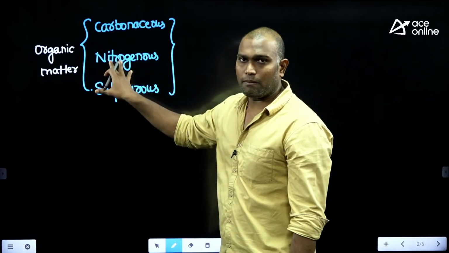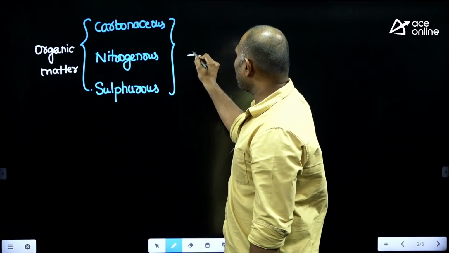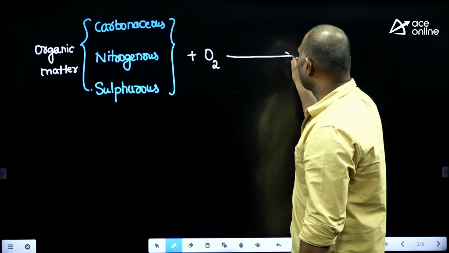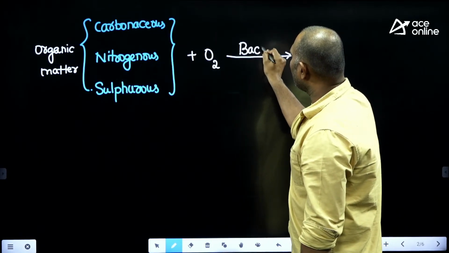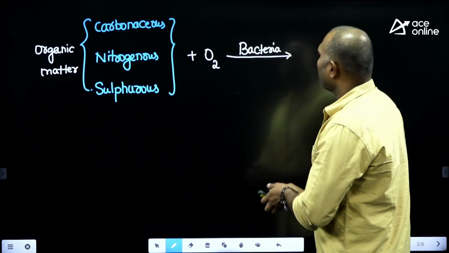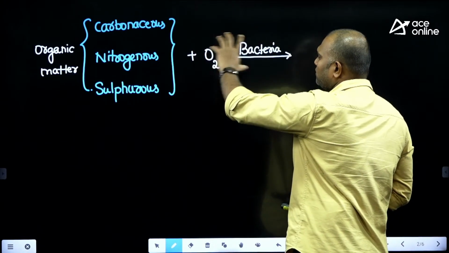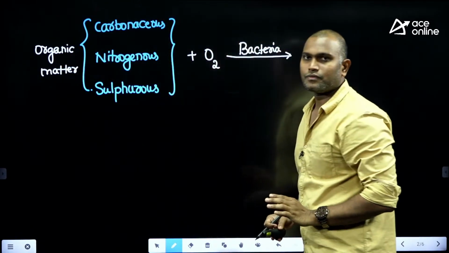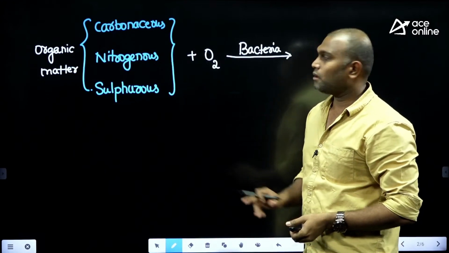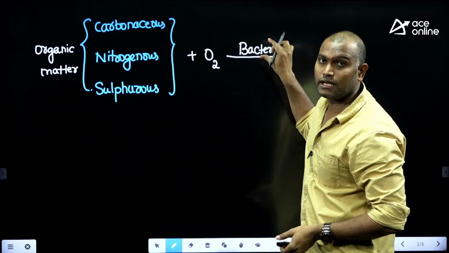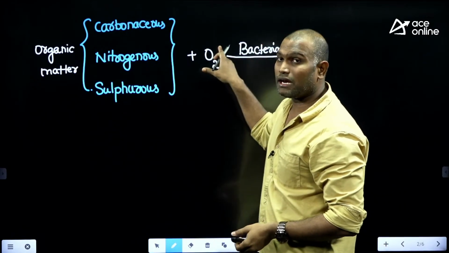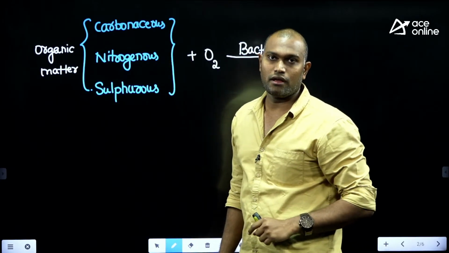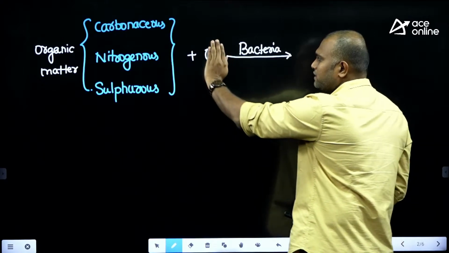So this organic matter now undergoes decomposition in the presence of oxygen. The bacteria consumes the oxygen and oxidizes the organic matter. So there is a chemical reaction happening by means of whom? Bacteria. Bacteria is a living thing, bio. And there is a chemical reaction happening with the organic matter, a biochemical reaction. In the presence of whom?